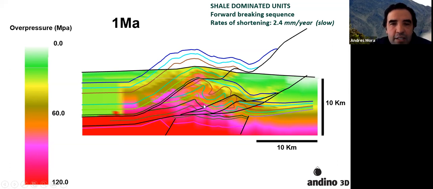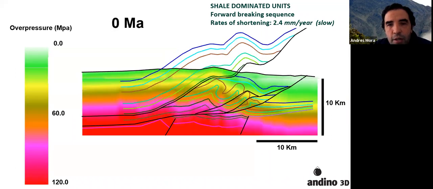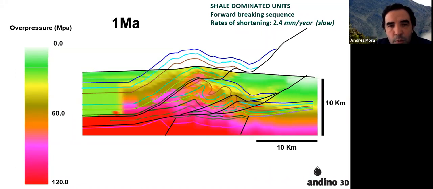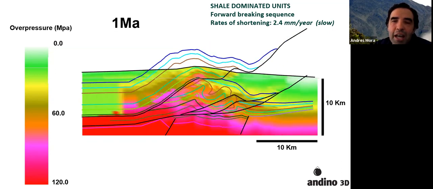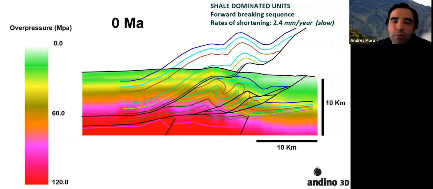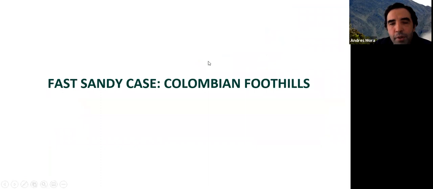The issue with that is that this is very far from the actual data. We don't have that much overpressure in the actual data that we have seen at the reservoir level, which is this one. But something interesting that happens is that if we go to zero million years, the maximum overpressure in the shaley case is at 1 million years. But at zero, we have a reduction. So you see that the colors are going down. And I can anticipate that it's related with the big movement of this frontal thrust sheet.